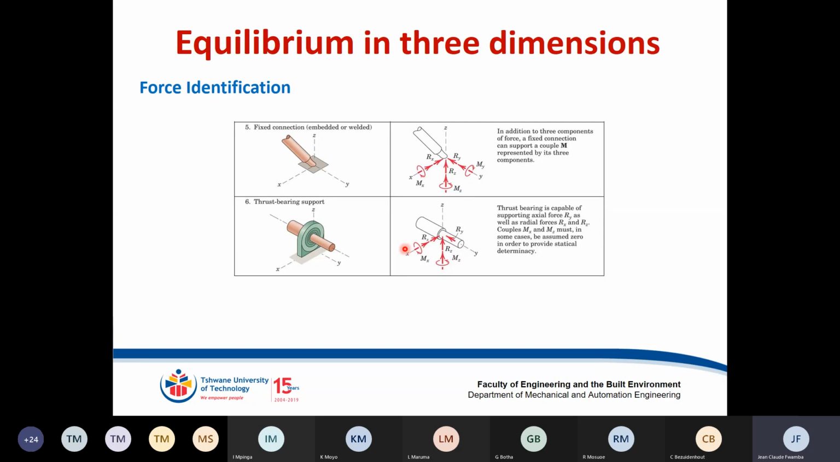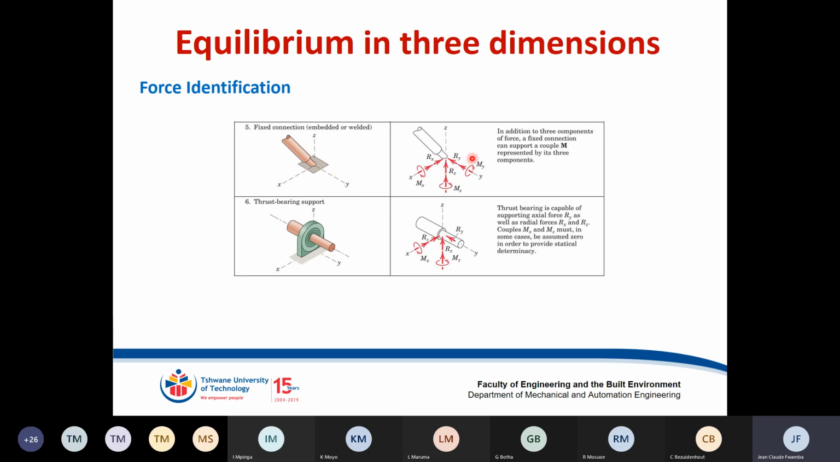Number 5, we have fixed connection, or embedded, or welded. This is the setup. One can always relate when you talk about fixed connection, embedded or welded. If I take you back to the 2D, where we were talking about free body diagram exercises, we mentioned a cantilever beam built into a concrete wall. You could react in X, Y, and apply a moment if need be, right?